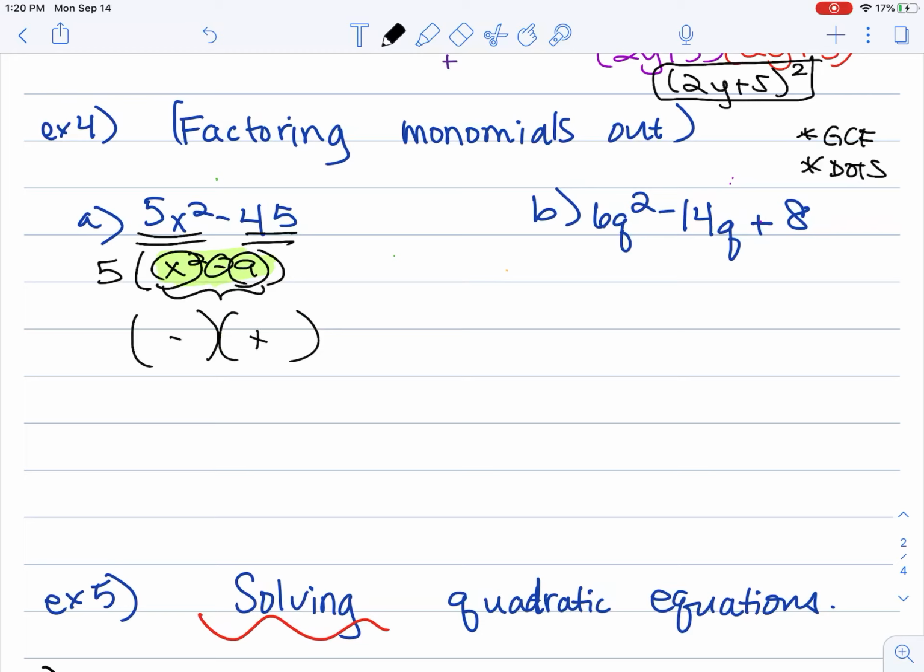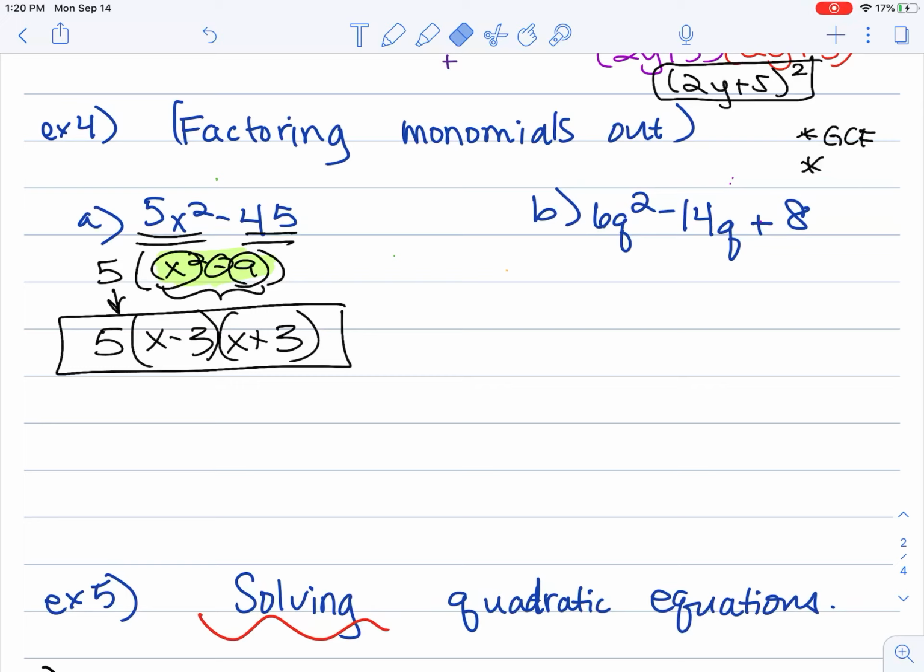So we're going to set up our parentheses, one's minus, one's plus. We know x squared comes from x times x, and the square root of 9 is 3 and 3. We're almost done. Bring down your 5 that was out front, and we're done.